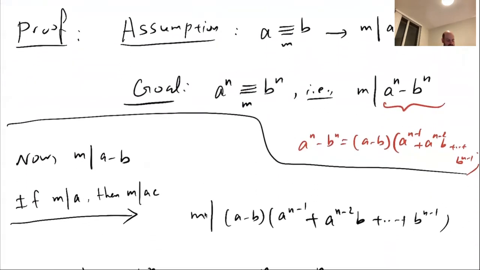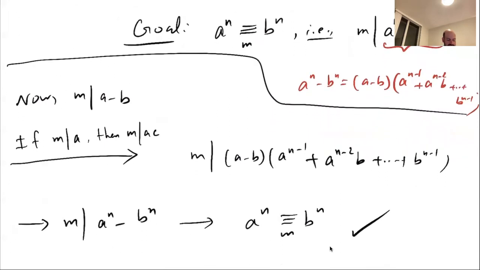So now M divides A minus B. If I use the property that if M divides A, then M divides AC for any number C, my A here is A minus B. M divides A minus B. Therefore, M divides A minus B times this extra factor. This is my assumption. So M divides A minus B times this extra factor. But then A minus B times this extra factor will be simply A to power n minus B to power n. So this means A to power n is congruent to B to power n mod M. So this is the proof.